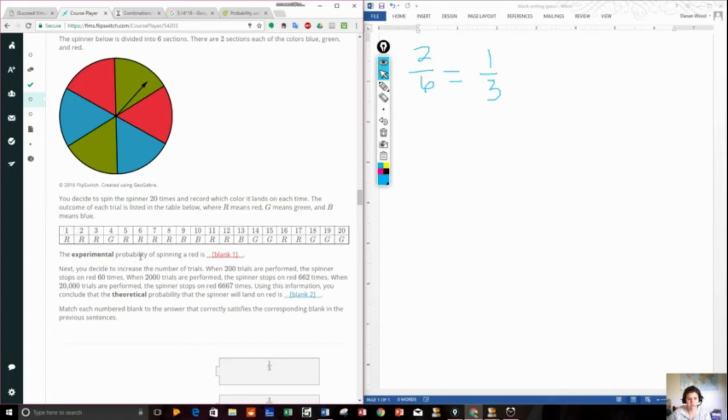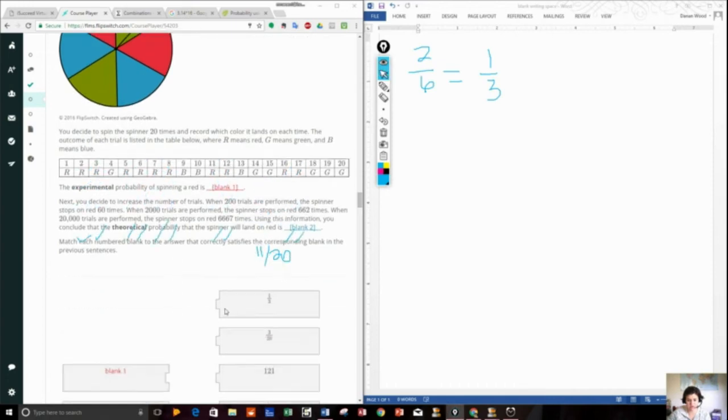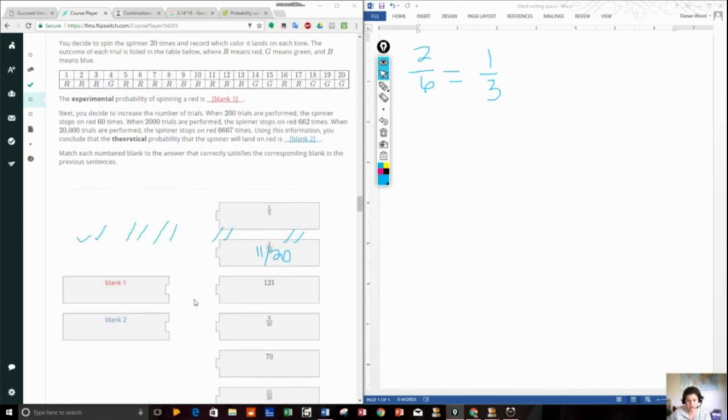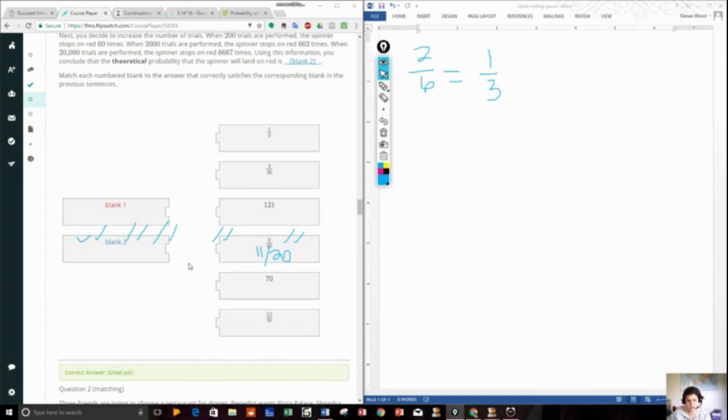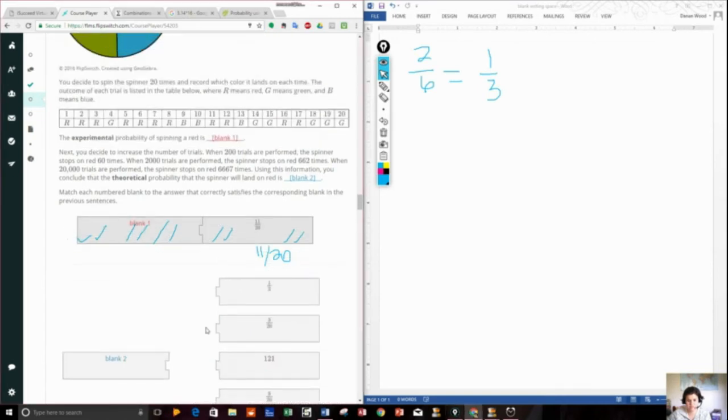The experimental probability of spinning a red is, okay, well, how many times did you spin a red? 1, 2, 3, 4, 5, 6, 7, 8, 9, 10, 11. They spun it 11 times out of the 20. So I'm looking for 11/20ths. So blank one is 11 out of 20. All right.